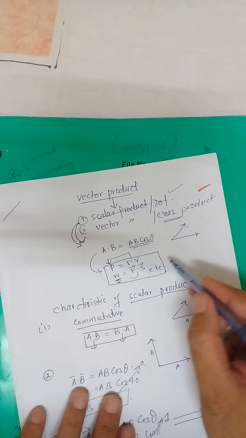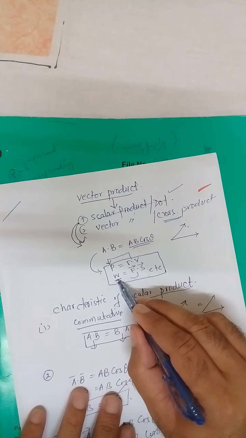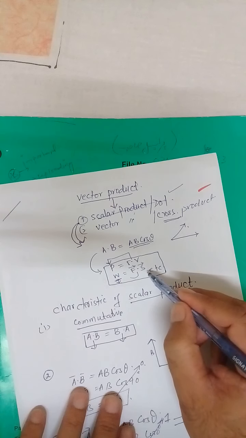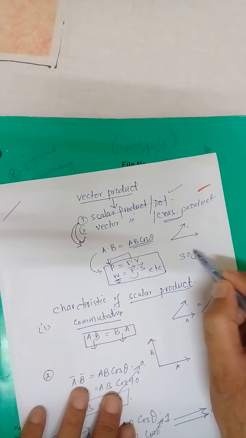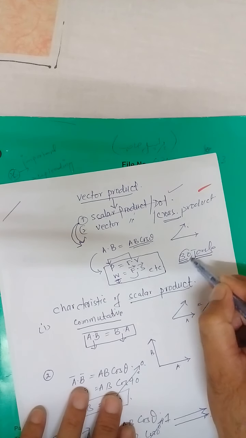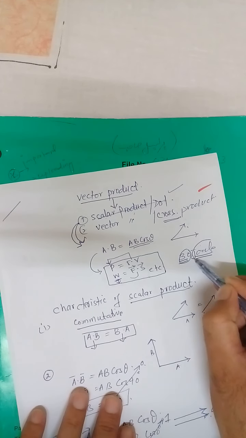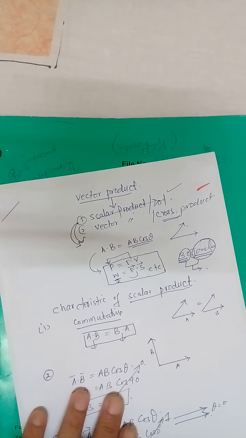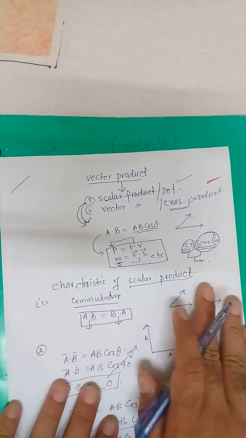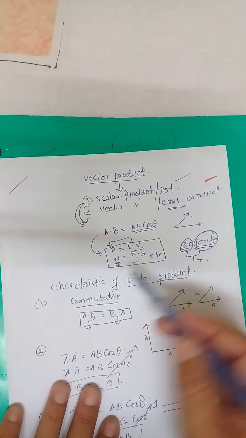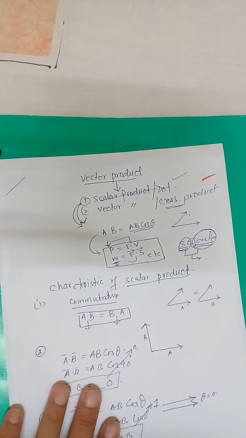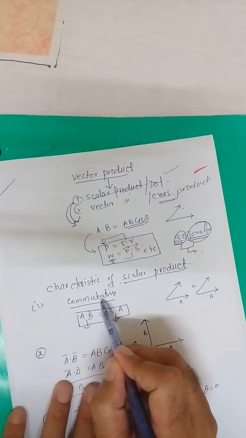For example, if you want to find the work, its answer comes as 30, 21 joule, etc. So this means 30 joule, let's say 30. This is a unit and this is a number. So a number with a unit is called magnitude, and only magnitude is called scalar. That is the scalar product that we have discussed. Now we are going to discuss characteristics of scalar product. Number one is scalar product is commutative.